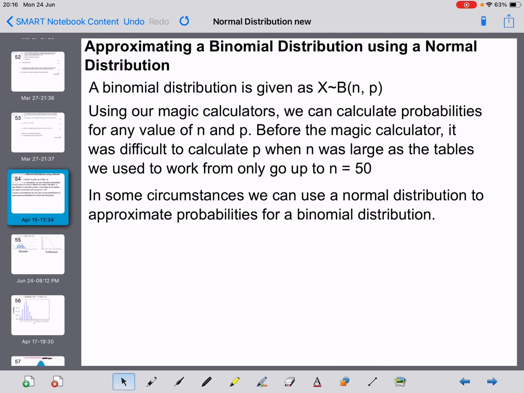Okay, so it says, if a binomial distribution is given as X squiggle B with a number of trials n and a probability of success p, in some cases we can use a normal distribution to approximate probabilities for a binomial distribution. So we can't always do it. There are certain circumstances in which it would be okay and suitable to use this approximation.